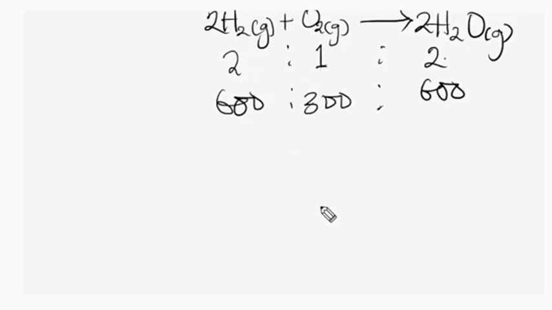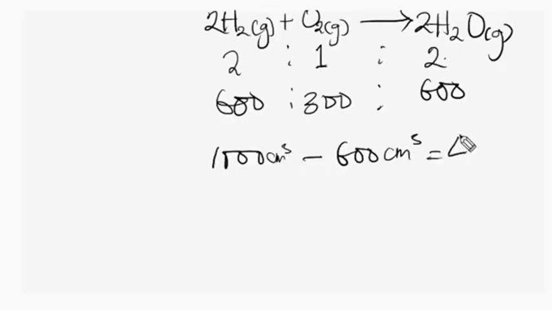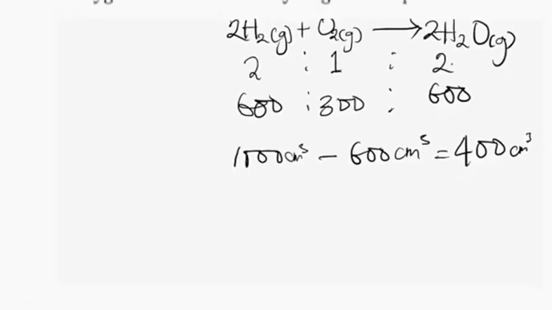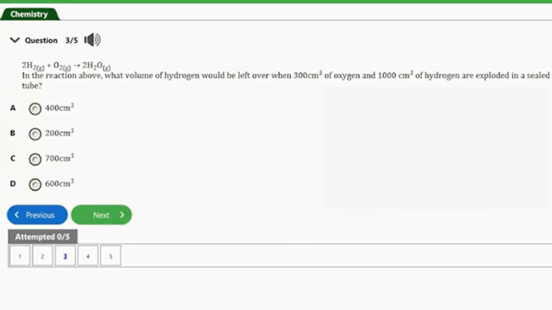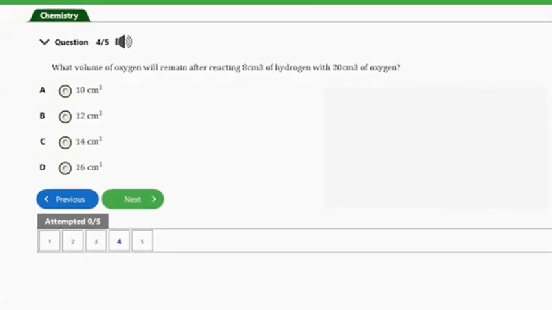So guys, having this, we know that we used 1000 cm cube. So 1000 cm cube that was used in the reaction minus 600 cm cube that's reacted. So guys, that would be 400 cm cube. So guys, the correct answer to this question here is option A, and that's 400 cm cube. So let's go ahead and wipe this off, and then let's check out the next question.